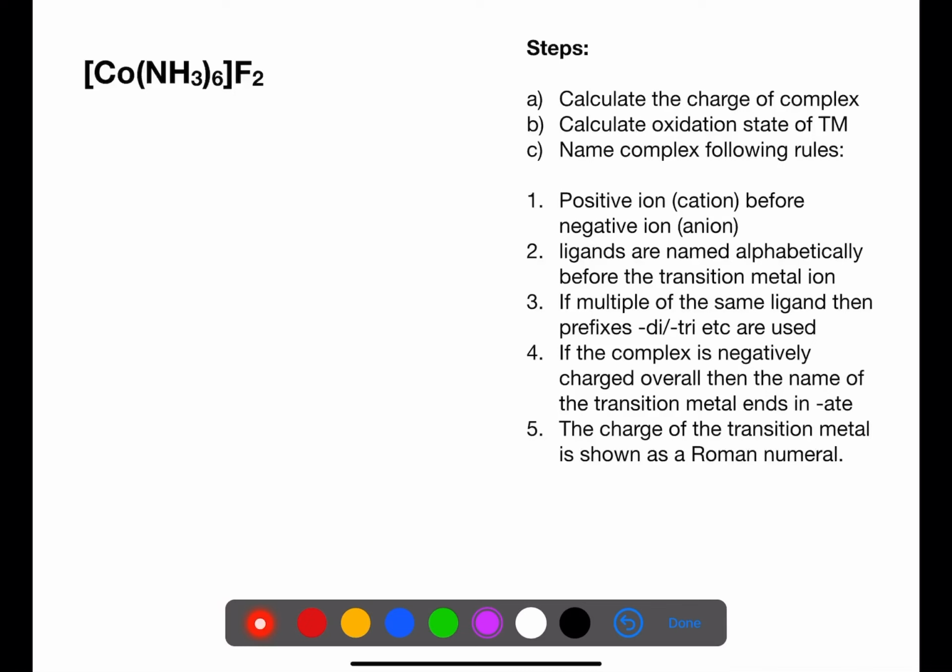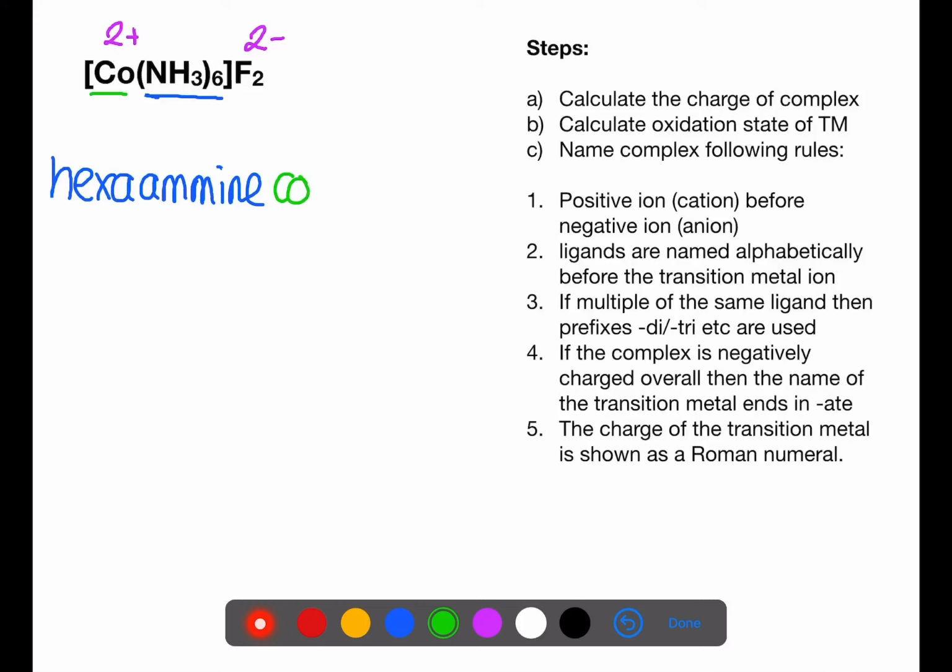Our first step is to calculate the charge of the complex. We have 2 fluoride counter ions as 2 negative, so the part in square brackets must be 2 positive. The amine ligands have no charge, therefore the 2 positive is on the cobalt itself. The ligands will be named first. There are 6 of them, and they are all amine ligands. Please be careful with spelling.